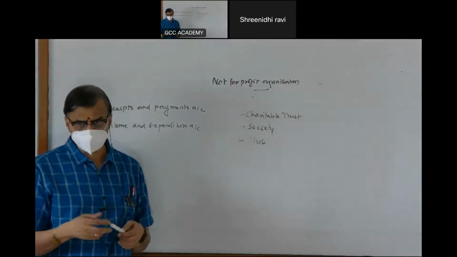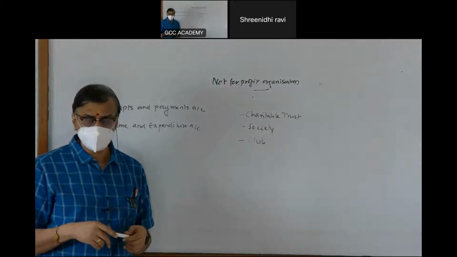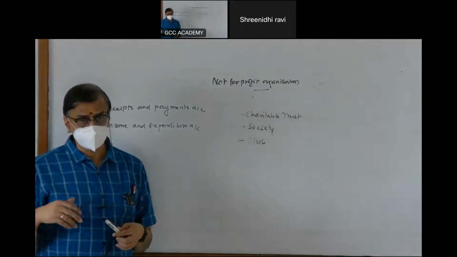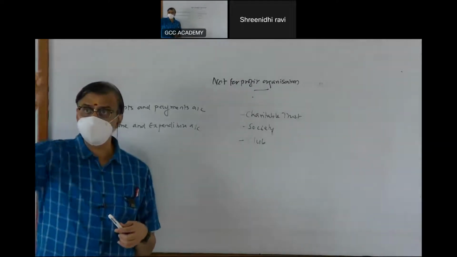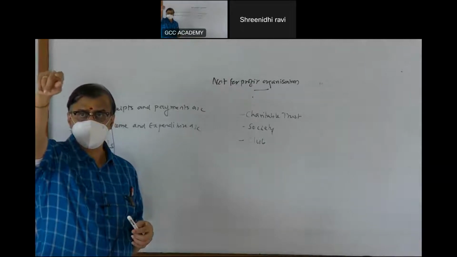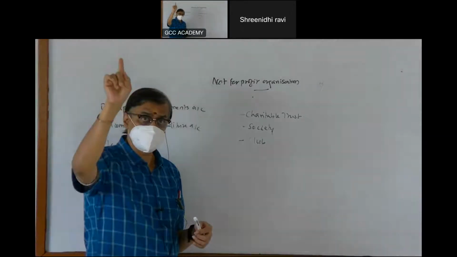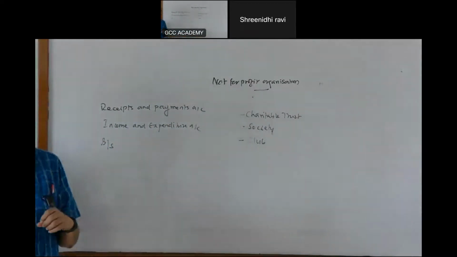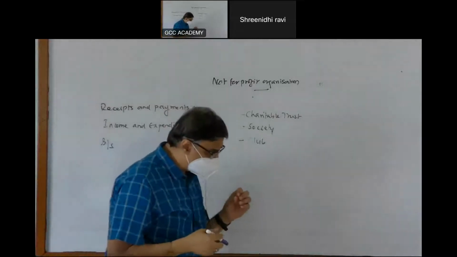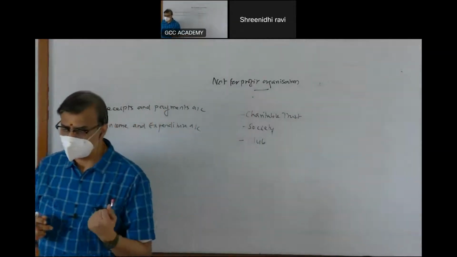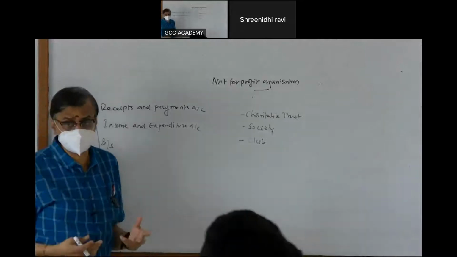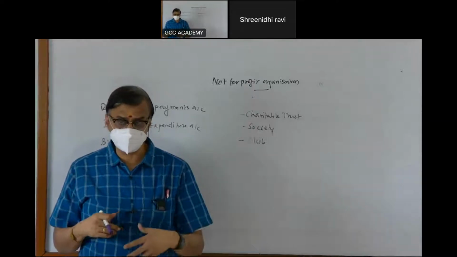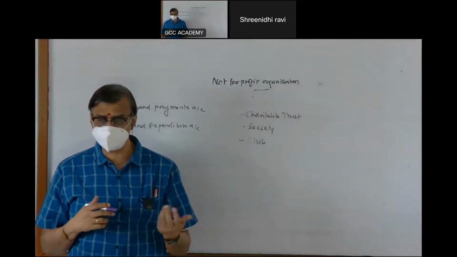So their idea is to not make profits. Their idea is to only facilitate carrying out or encourage members to use the club facilities. So the objective of an NPO is not to make profits, but to provide some facilities to its members, etc. And in this process, they may either get surplus or deficit. We don't call it as profit or loss. We call it as surplus or deficit.